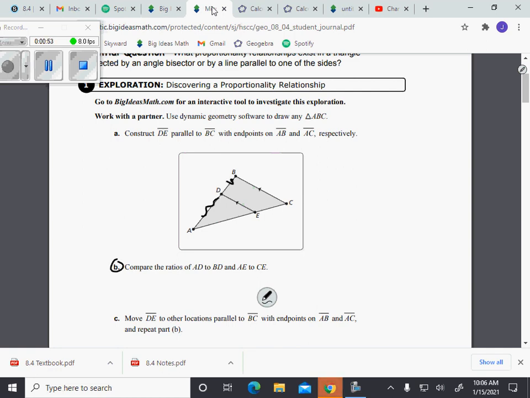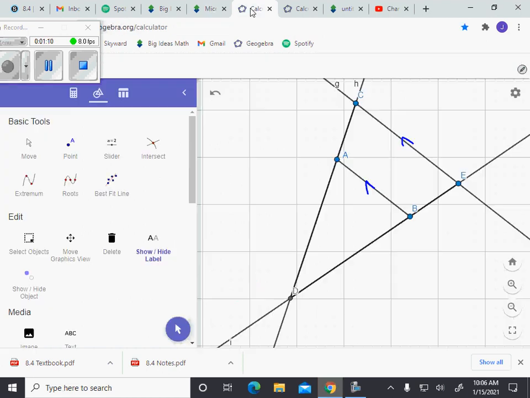So what we're going to do is take AD and put it over BD. We're going to set that equal to AE over CE. Okay, we're going to see what we get. So right here, let's find the lengths. We have 6.21 and we have 2.51. So we're going to say 6.21 over 2.51. I'm going to set that equal to 6.15 over 2.49.